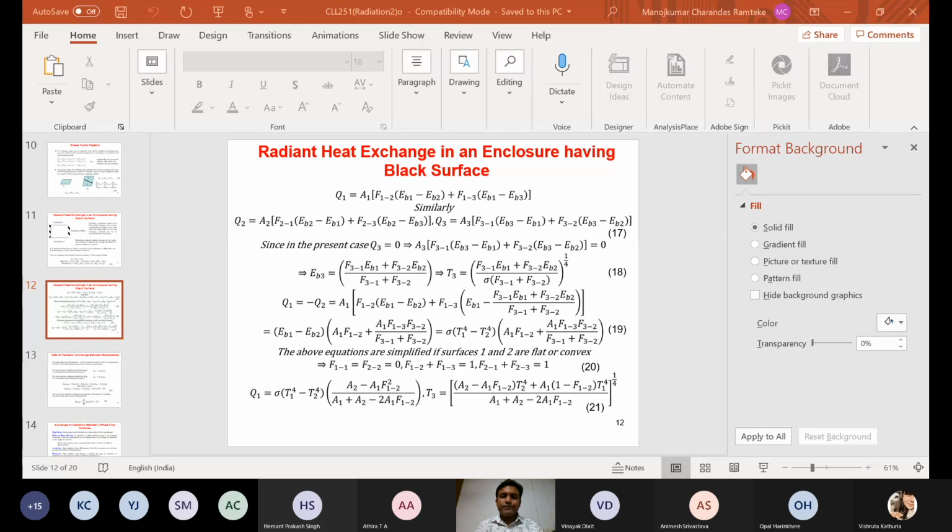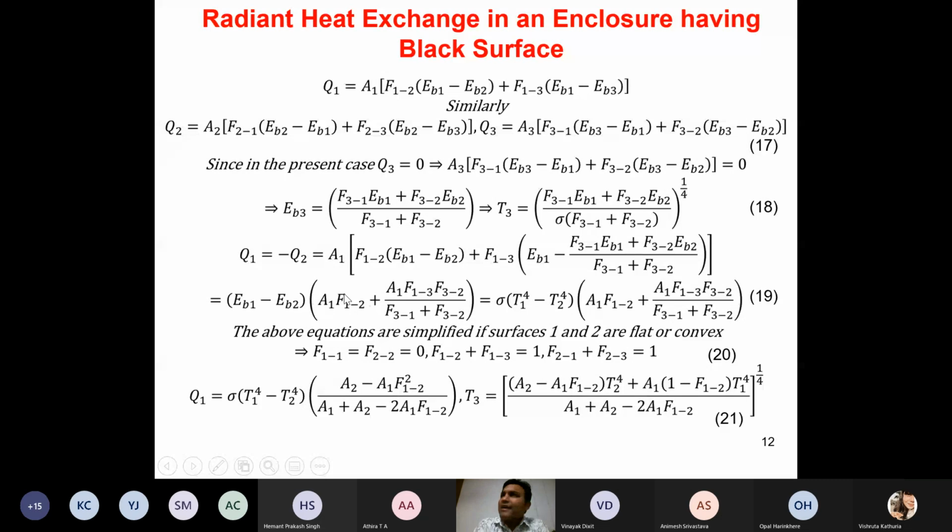Okay. Anyway, let us continue with the same slide again. So similar to Q1, we can write down the expression for Q2, and Q2 is given as A2 F21 (EB2 minus EB1) plus F23 (EB2 minus EB3), that is Q2. Similarly, we can write down the expression for Q3. So Q3 is given as A3 F31 (EB3 minus EB1) plus F32 (EB3 minus EB2).